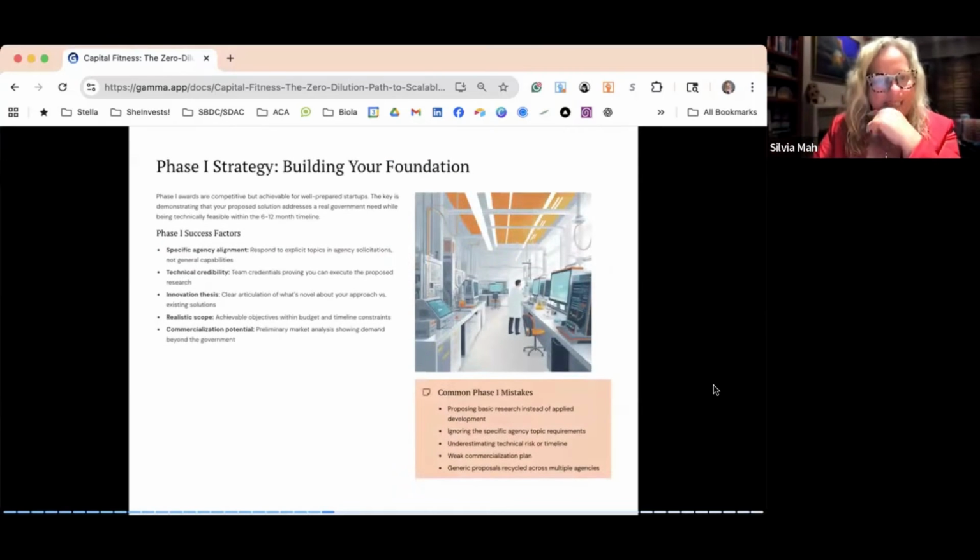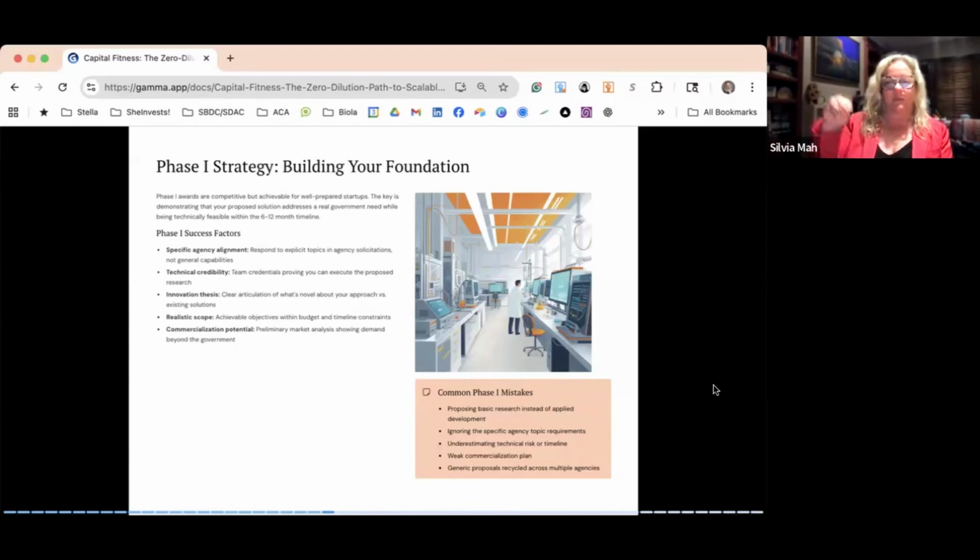So up next is phase 1 strategy. You want to build your foundation for phase 1. You want to have that alignment. We've already talked about that. Technical credibility of the team is super important. And then the innovation thesis is where I wanted to stop, because it's the clear articulation of what's novel about your approach versus existing solutions. Because the ones reviewing these phase 1 grants know their industry very, very well.